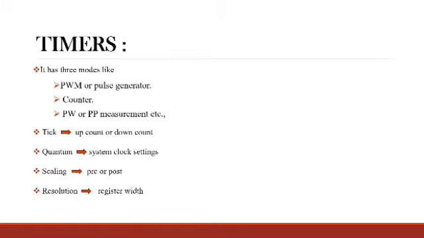The timers have three modes: PWM, which is a pulse width modulation generator, then use as a counter, and also PWM measurement. We use ticks to count up or count down. The quantum is a system clock setting. You have to set the clock timing on or off sometimes. The prescaler we have to select, and the resolution is set accordingly.